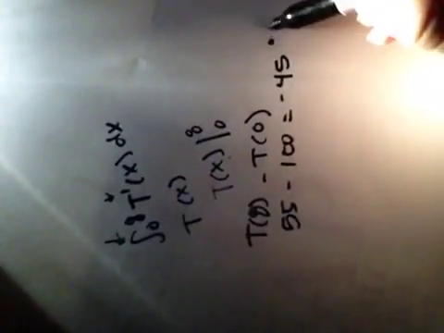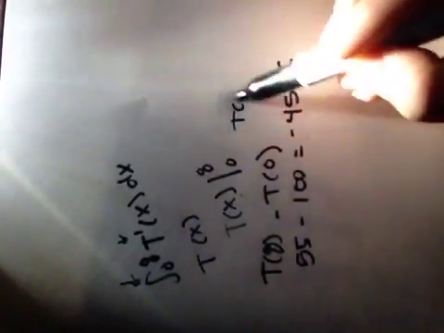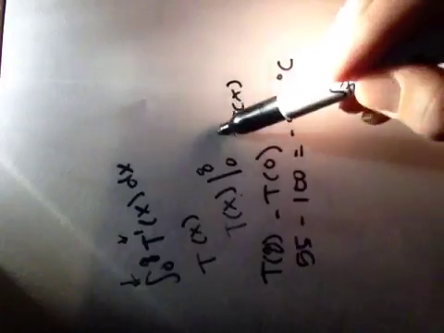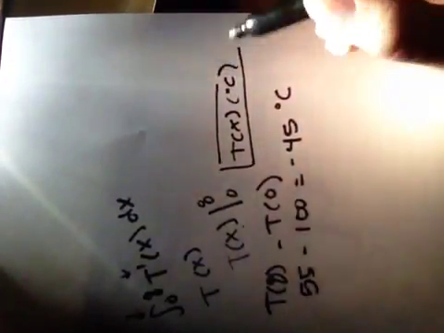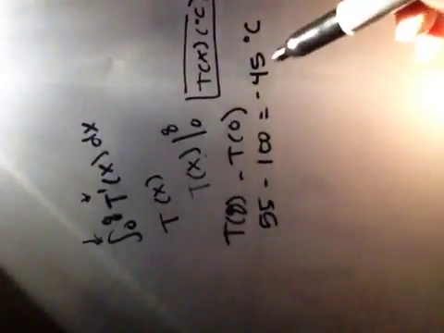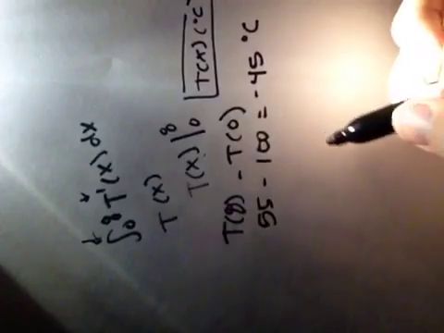And this is just going to be degrees Celsius because we're just looking at T of x. And when you looked at the little chart earlier, it said T of x, and then it said it was in degrees Celsius. And so since you found T of x, it is going to be in degrees Celsius.